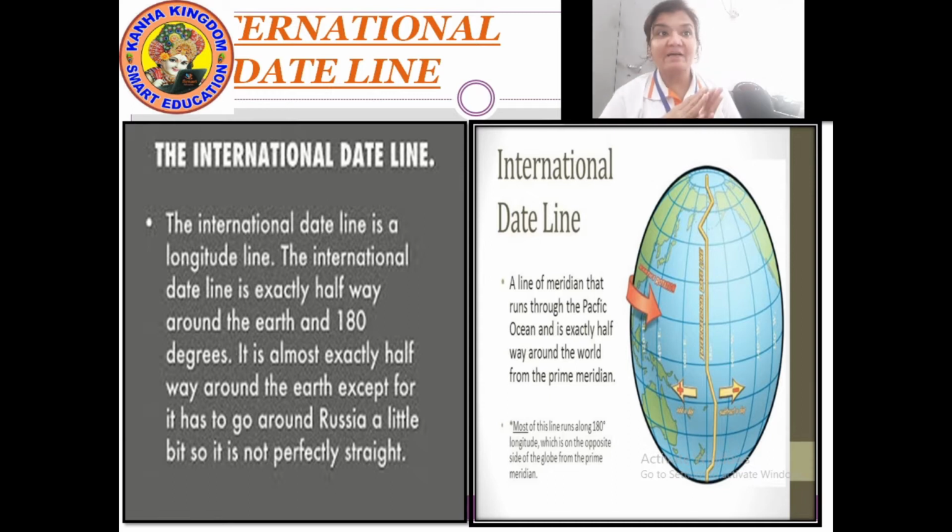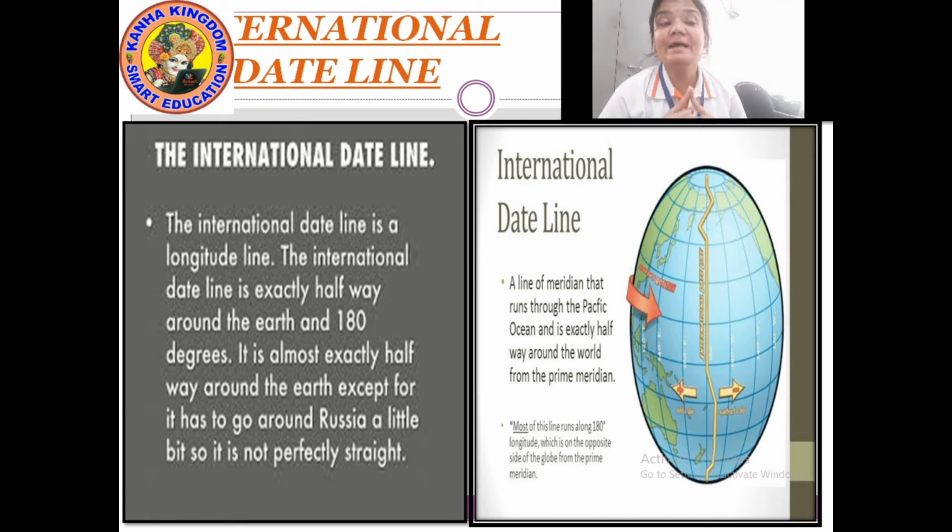As you can see, I have shown you in the picture beside this. You can see one yellow line going through. The whole line is straight except when it goes around Russia. Only while going around Russia, you can see that the International Dateline is not perfectly straight. Other than that, the whole of the International Dateline is straight. Okay?